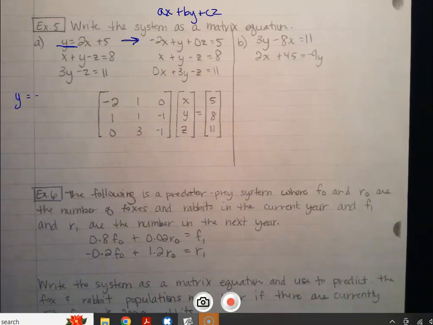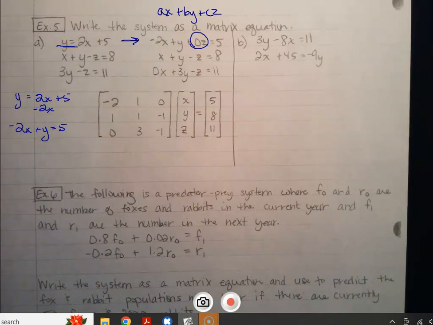Well, just like you balance any equation, right? So we would subtract 2x. So we'd have negative 2x plus y equals 5. And then we need the z in there, so I added the 0z so we could see that. And we could put all of our numbers in there. So let's try it for b.